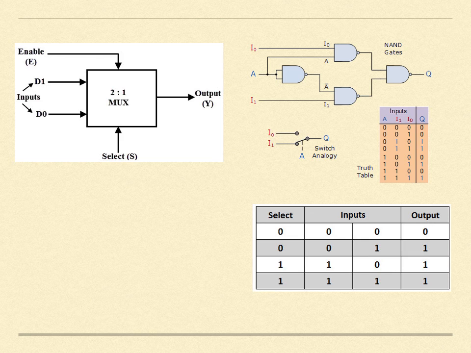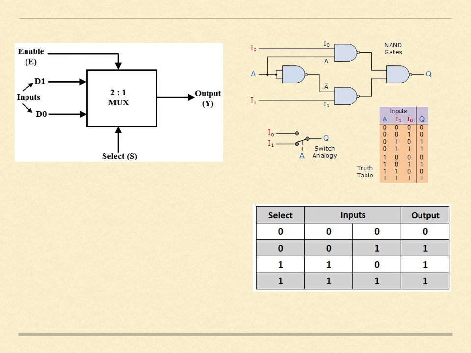Now this is the block diagram. Left side is the block diagram of the 2:1 multiplexer with enable gate. Enable is an extra precaution gate which makes the circuit enabled or disabled according to the input. It may be active high or active low. If it is active high, then 1 is for working condition and 0 for inactive. Whereas in active low, 0 is for active and 1 for disable.